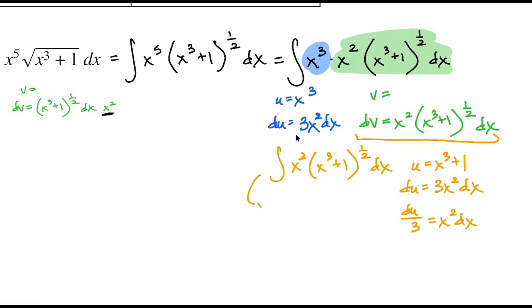And when I plug these all into my u sub situation, I end up with 1/3 the integral of u to the 1/2 du. And that is going to give me 1/3. Okay, so we're going to take the 1/2 power and we're going to add 1. That gives me 3/2. And then I'm going to go ahead and take the reciprocal of that for my coefficient.